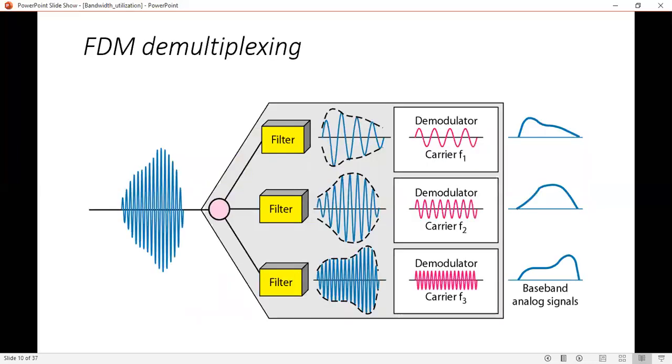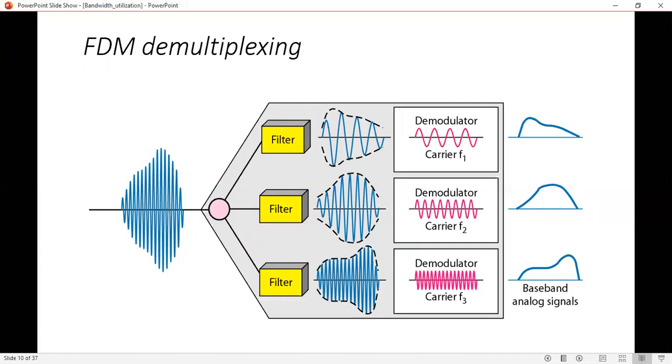Now we will see what FDM demultiplexing is, how demultiplexing is done in frequency division multiplexing. Here in the figure, initially you have the data signal which is sent through the transmission link from the sender. This combined data signal is sent to the demultiplexer where you have filters. The filter will filter each of the modulated signals.